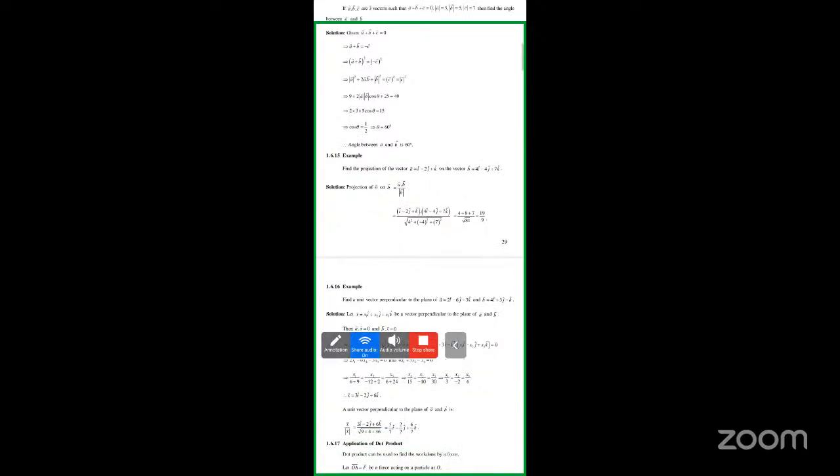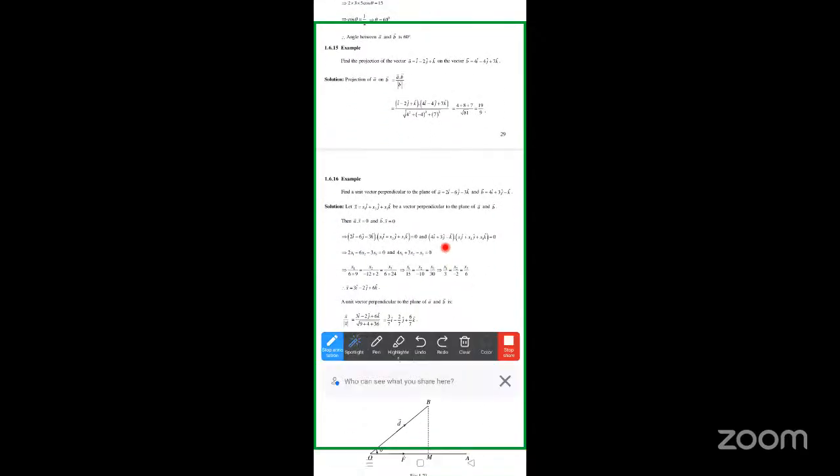So 19 by 9. So this is the projection of A and B. The next: find the unit vector perpendicular to the plane of a = 2i − 6j − 3k and b = 4i + 3j − k. So let x1 i + x2 j + x3 k be a vector perpendicular to the plane of a bar and b bar. So a dot x is equal to 0 and b dot x is equal to 0.